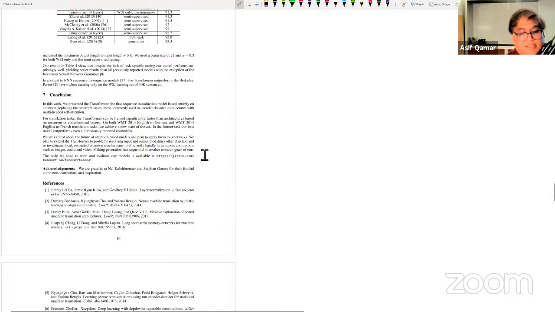So let's read the conclusion. In this work, we presented the transformer, the first sequence transduction model based entirely on attention, replacing the recurrent layers most commonly used in encoder-decoder architectures with multi-head attention, right? And blah, blah, blah. That is it. I hope you understood, at least at the core conceptual level, the landmark paper that has started all of this these days, right? So let's take a 5-minute break, and then we'll go to the next paper. And that will be the last activity of the day.